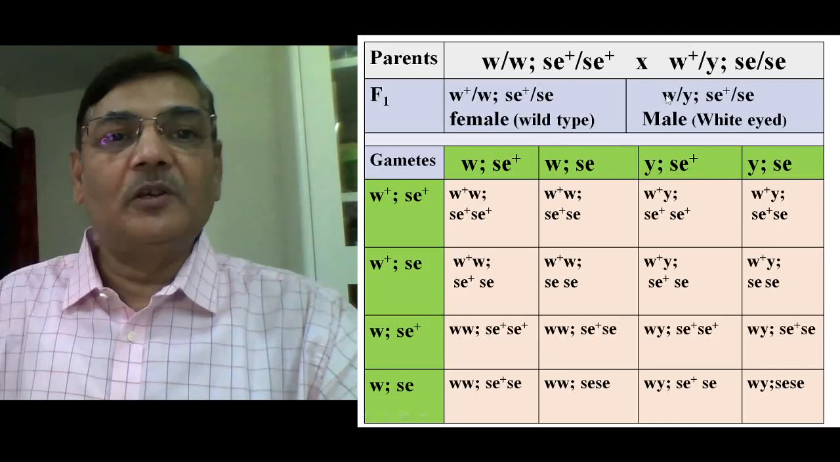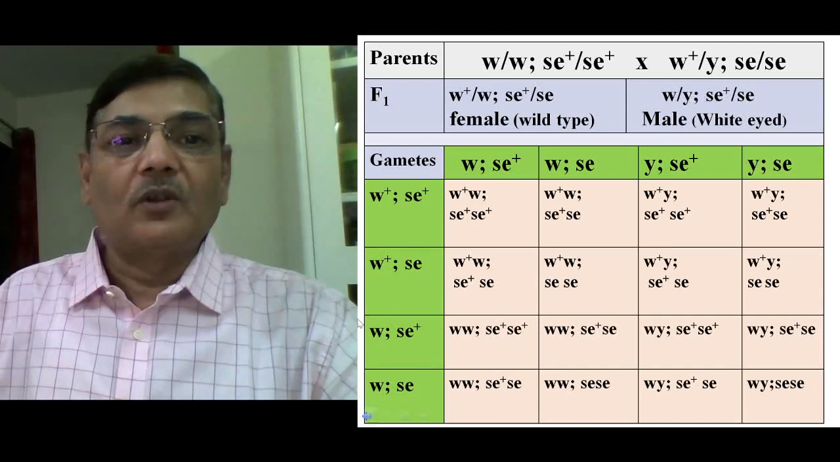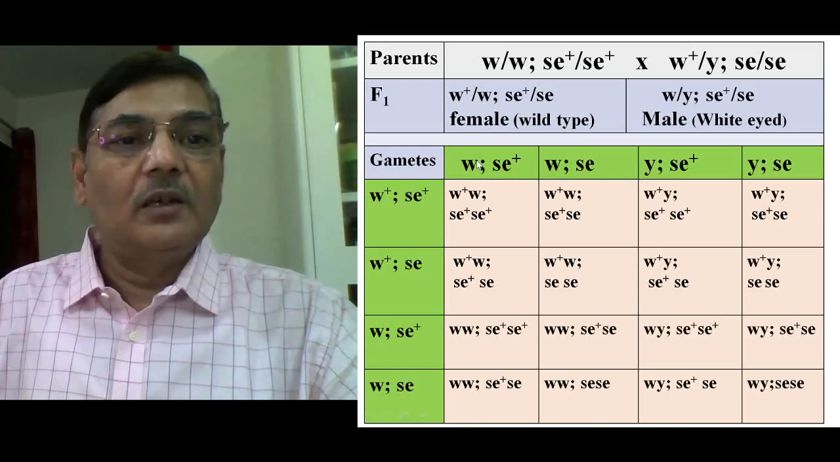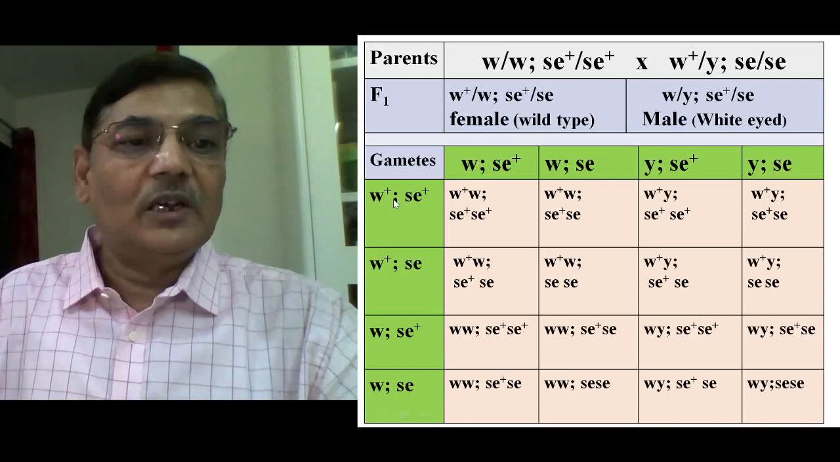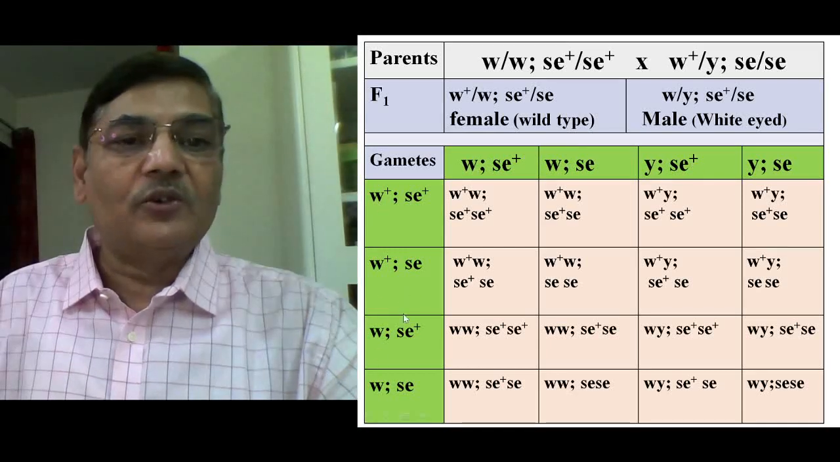25% of gametes will be W and SC plus. Other will be W and SC. Then Y and SC plus and Y and SC. Okay, so here on the upper side as well as in the left side in green color, the type of gametes formed in male and female are shown.